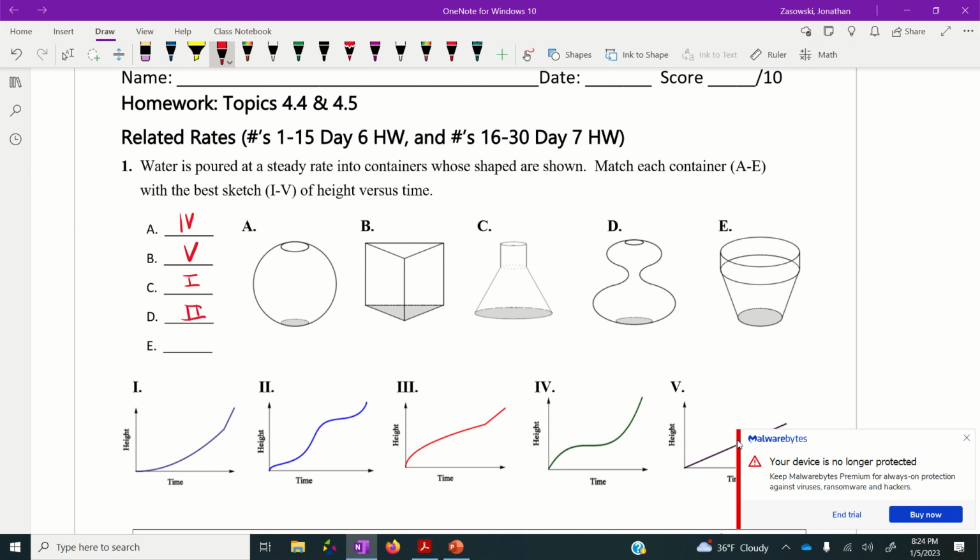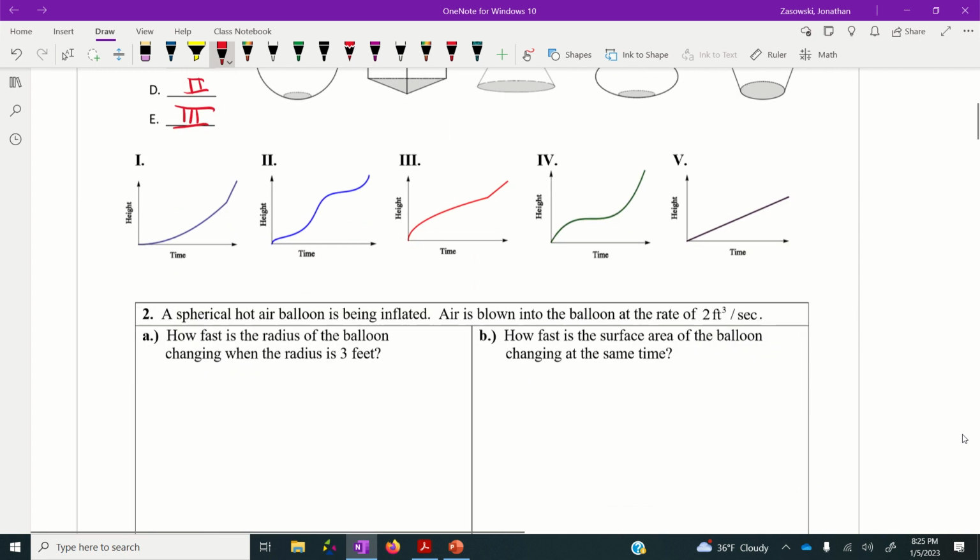And then letter E. For this one, it's going to fill up quickly at first, and then it's going to slow down because we're expanding this, and the height's going to go slower and slower until eventually it goes at a constant rate. You could draw your tangent lines, the slopes are getting lower and lower, they're flattening out, and then it's a constant rate. So that should be this one on the end. So 4, 5, 1, 2, 3.